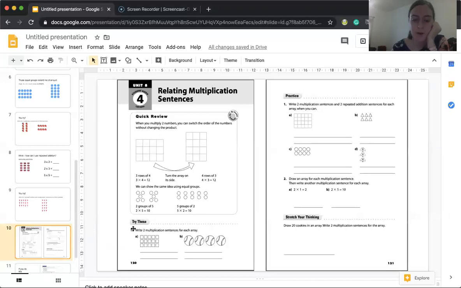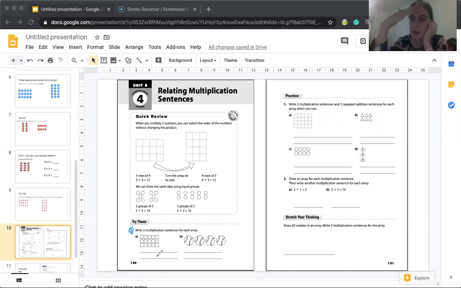So down here for number 1, that's right here, you're going to write 2 multiplication sentences. So you're going to write the first one that you see here using the rows and columns, and then you're going to write what it would be if you flipped it on its side. Same here, you're going to write the multiplication sentence and then write the multiplication sentence if you flipped it on its side. Up here, you're going to do 2 multiplication sentences and 2 repeated addition.